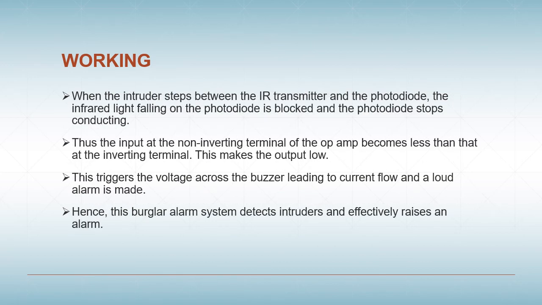When the intruder steps between the IR transmitter and the photodiode, the infrared light falling on the photodiode is blocked and the photodiode stops conducting. Thus, the input at the non-inverting terminal of the op-amp becomes less than that at the inverting terminal. This makes the output low. This triggers the voltage across the buzzer, leading to current flow, and a loud alarm is made. Hence, this burglar alarm system detects intruders and effectively raises an alarm.